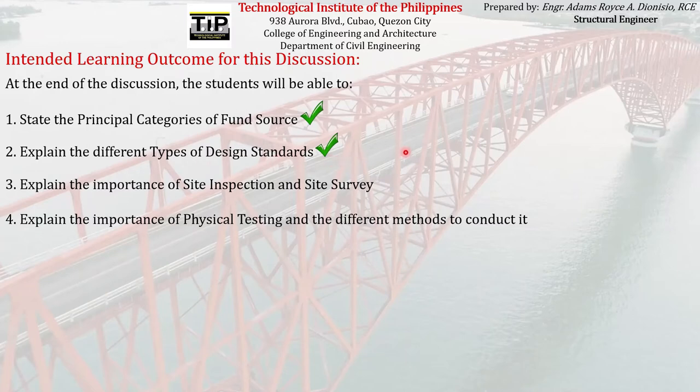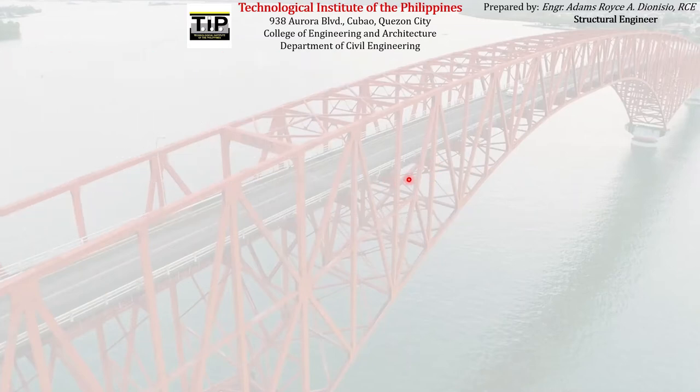So we are now going to address our third goal, which is for you to be able to explain the importance of site inspection and site survey. So aside from knowing the source of fund and the design standards that will be used on a particular project, we also have to know the importance of site inspection and site survey before commencing or starting the design and construction of a particular project. So to be familiar with the importance of site inspection and site survey, we will now move on to addressing our third goal.